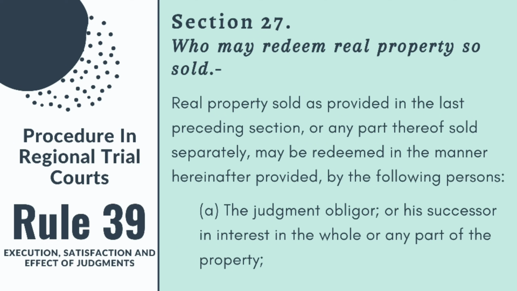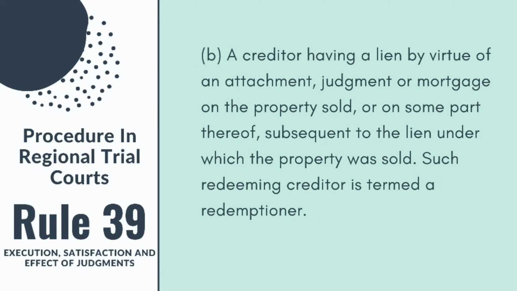Section 27. Who may redeem real property so sold? Real property sold as provided in the last preceding section, or any part thereof sold separately, may be redeemed in the manner hereinafter provided, by the following persons. a. The judgment obligor, or his successor in interest, in the whole or any part of the property. b. A creditor having a lien, by virtue of an attachment, judgment or mortgage on the property sold, or on some part thereof, subsequent to the lien under which the property was sold. Such redeeming creditor is termed a redemptioner.